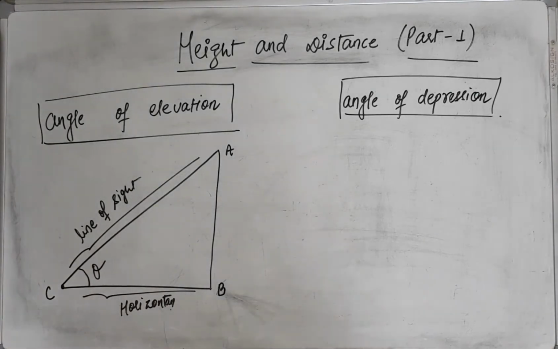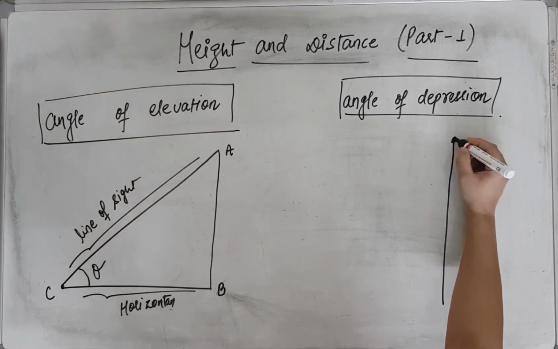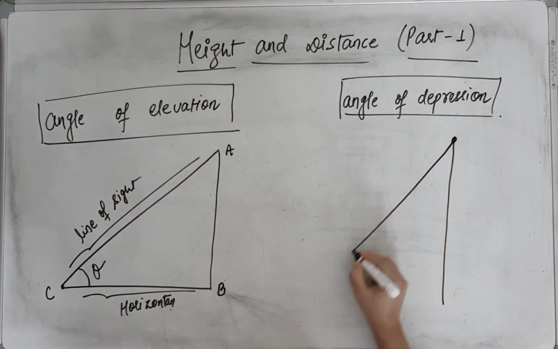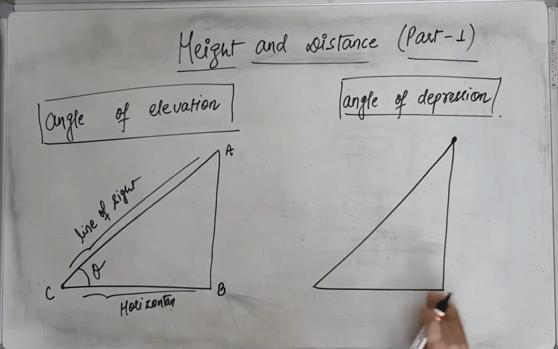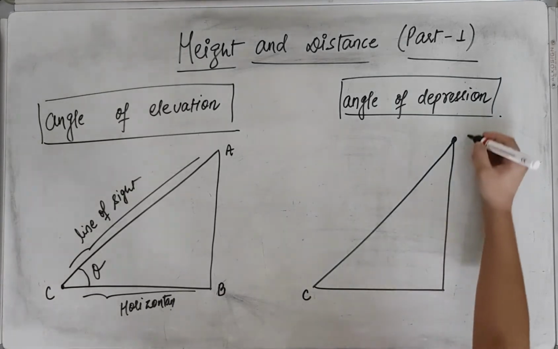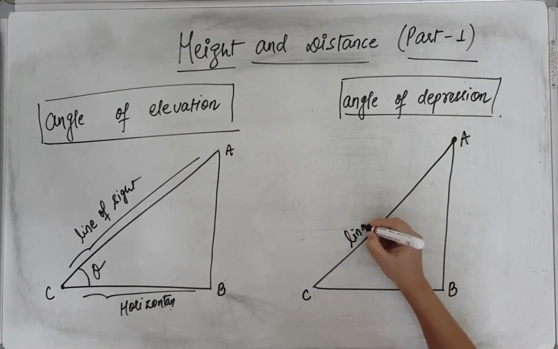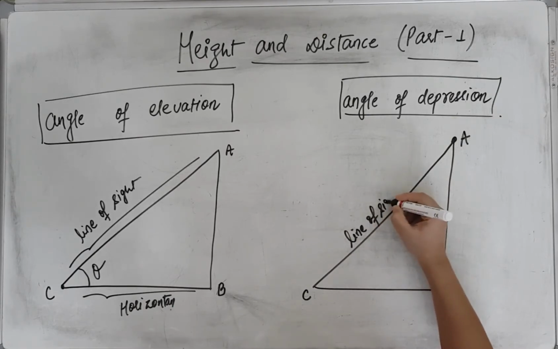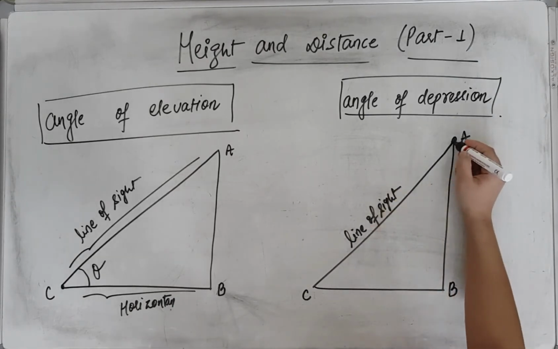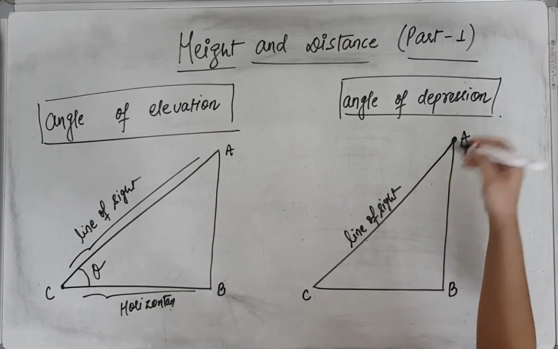Now let's suppose I have another condition. I can say a man is standing over here, like a man is sitting here and he is observing a certain thing from here. So he is observing an object at point C. Now the man is where? At A. So this is what? Line of sight.